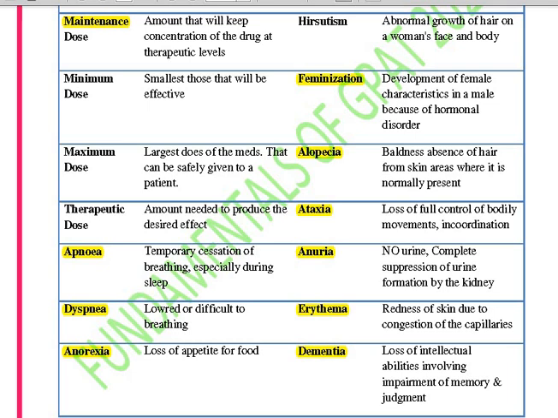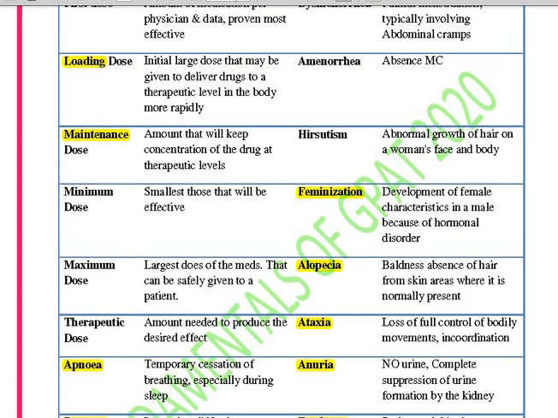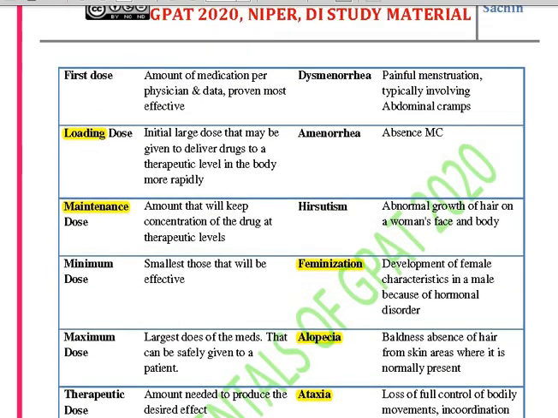Okay, so next term is hirsutism. What do you mean by hirsutism? Hirsutism is nothing but the abnormal growth of hairs on woman's body or face. अगर किसी लेडीज में दाढ़ी पे बाल आते हैं या फिर मूंछ आती है, that is we will call it as hirsutism, abnormal growth of hair on the woman's face and body. ठीक है, नॉर्मली लेडीज में वो बाल नहीं होते, अगर वो दिख गए तो that is known as hirsutism.